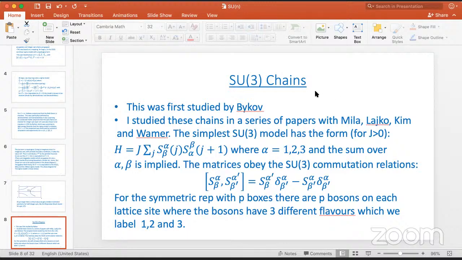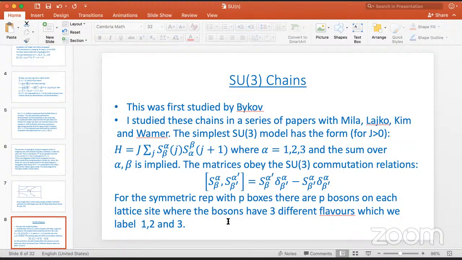So the simplest SU3 model has the form, for positive J, H equals J sum over lattice sites S^{αβ}_j S^{βα}_{j+1}. Now α is 1, 2, or 3. Sum over α and β is implied here. The matrices obey the SU3 commutation relations. So the commutator of S^{αβ} with S^{α'β'} is S^{α'β} δ_{αβ'} minus S^{αβ'} δ_{α'β}. Sorry, there's a typo here, it should be α prime β.